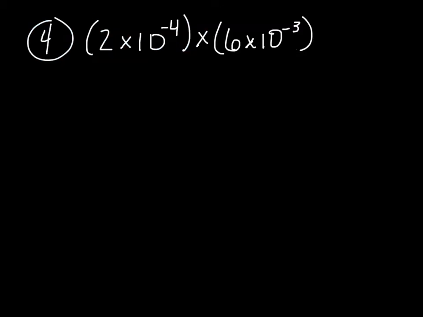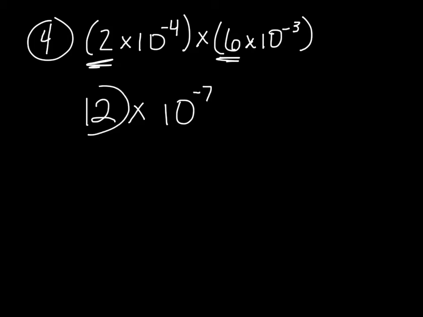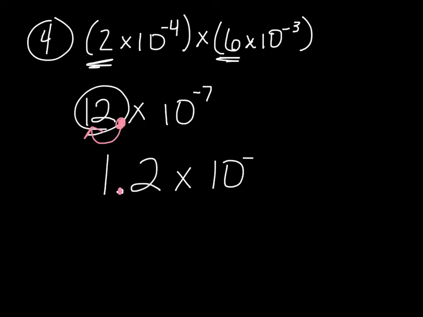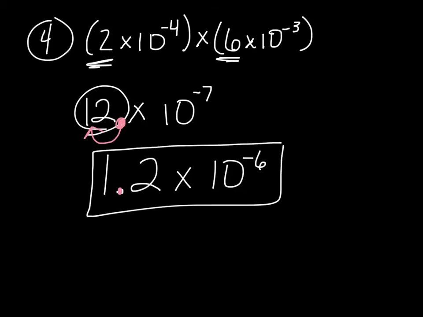Example number 4, we're going to do the same thing. Multiply 2 times 6, 12. Times. Add your powers. It'd be 10 to the negative 7. 12 is not between 1 and 10, so I have to move my decimal, 1.2 times 10. Well, because I took my decimal, which was right here, and I already moved it one space to get the 1.2, I only have 6 more to go, so it'd be negative 6. So my answer would be 1.2 times 10 to the negative 6.